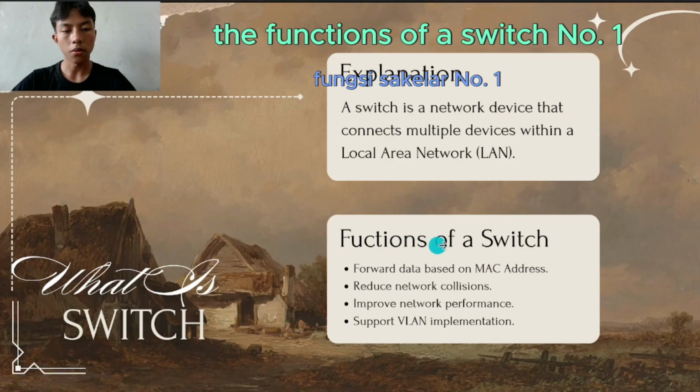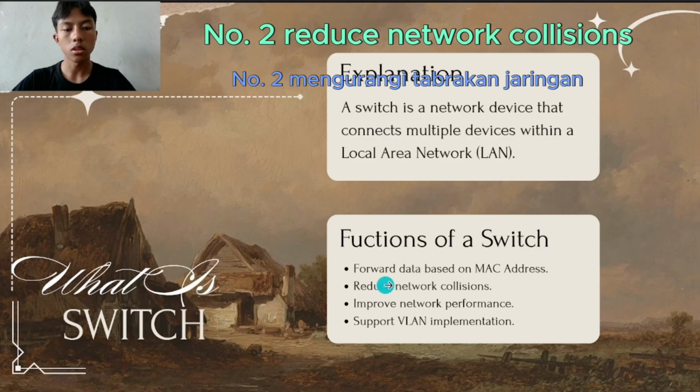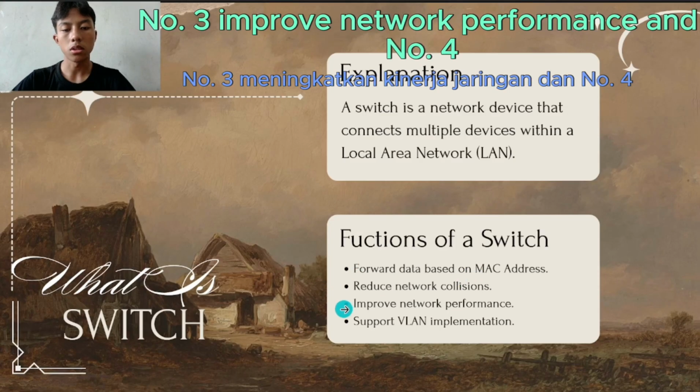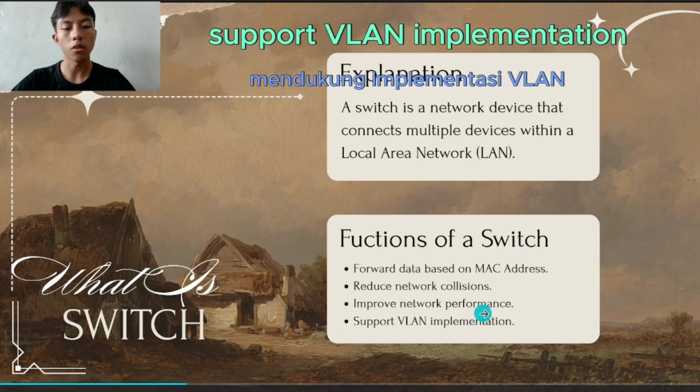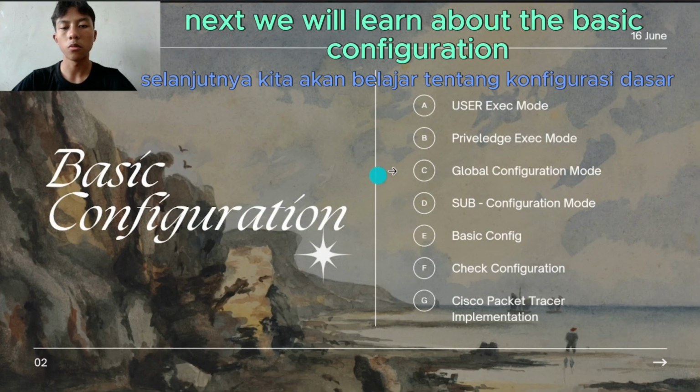The functions of a switch: number 1, forward data based on MAC address. Number 2, reduce network collisions. Number 3, improve network performance. And number 4, support VLAN implementation. Next, we will learn about the basic configuration.